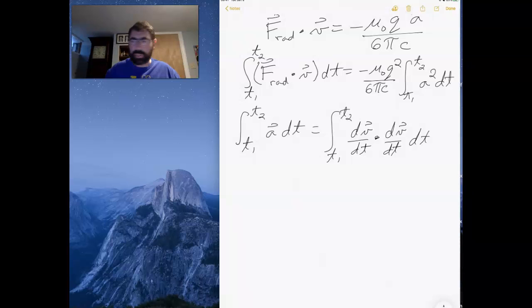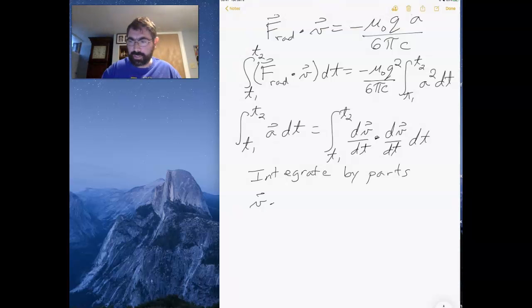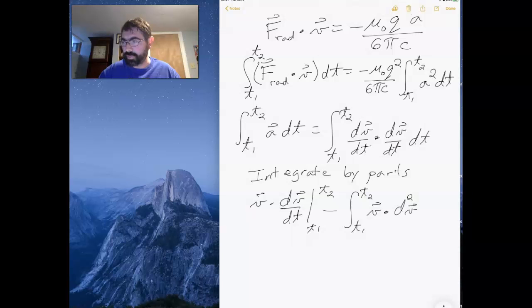Okay, so if we now integrate by parts, then what we'll have is v dot dv/dt evaluated between the times, minus the integral of v dot the second derivative of the velocity with respect to time, like so.